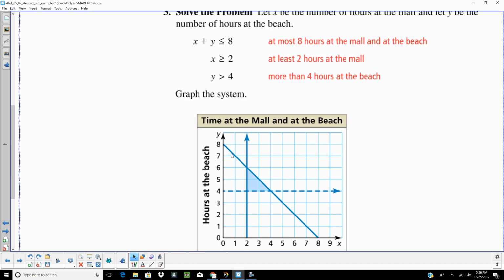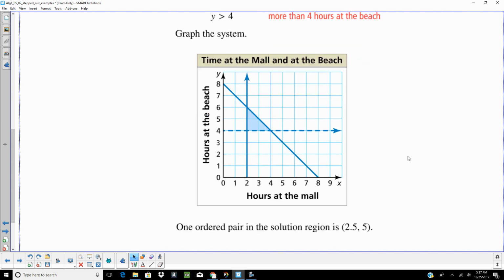Here's my x plus y is less than or equal to 8, and it's going to be shaded down below. X is greater than or equal to 2. That's my vertical line, and it's shaded to the right. And y is greater than 4. It's going to be a dotted line, and that's going to be shaded up. So where all the shading overlaps is that little triangle. So I just get any ordered pair within that shaded region.